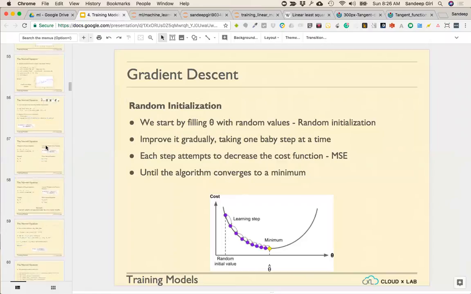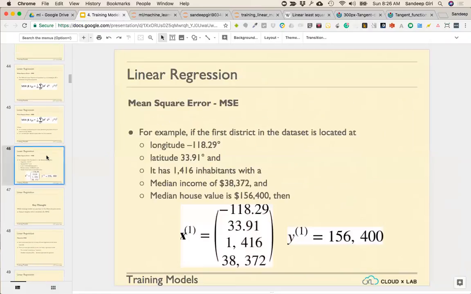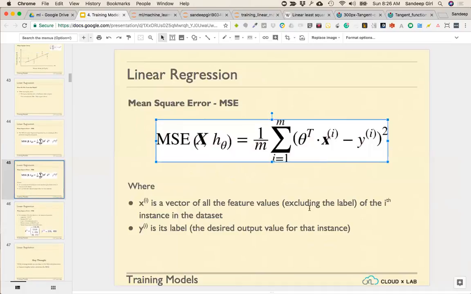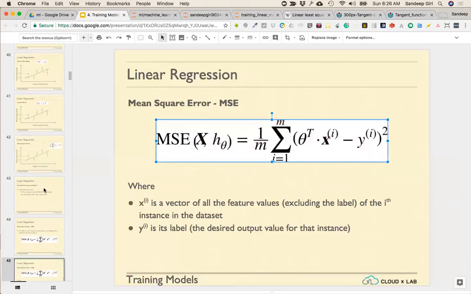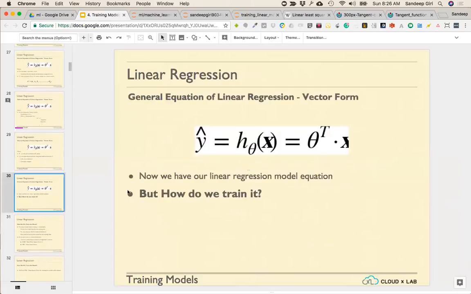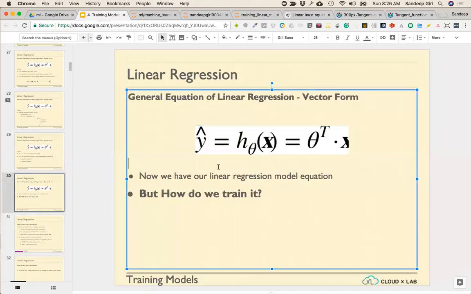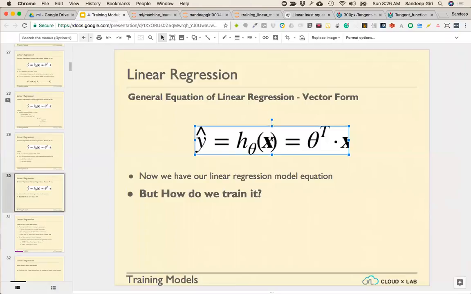Let me go back to the equation. This is our mean square error, and here the thetas are for a linear equation. Y hat is some kind of a hypothetical function of x, the thing that we are trying to figure out. For a given set of x's and y's, we want to figure out this h naught. For now, let's assume that h naught is linear.